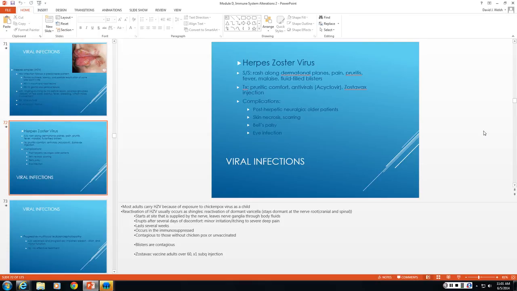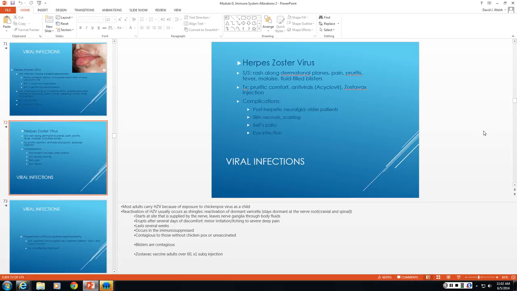HZV, or herpes zoster virus. Most adults carry the HZV because they had exposure to chickenpox as a child. Reactivation of HZV usually occurs as shingles. Basically, it's reactivation of the dormant virus, which stays dormant at the nerve root, and that could be cranial or spinal nerves.